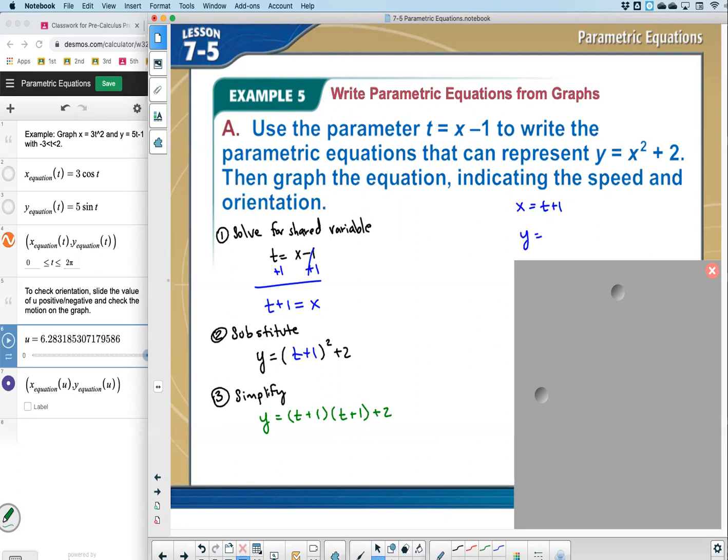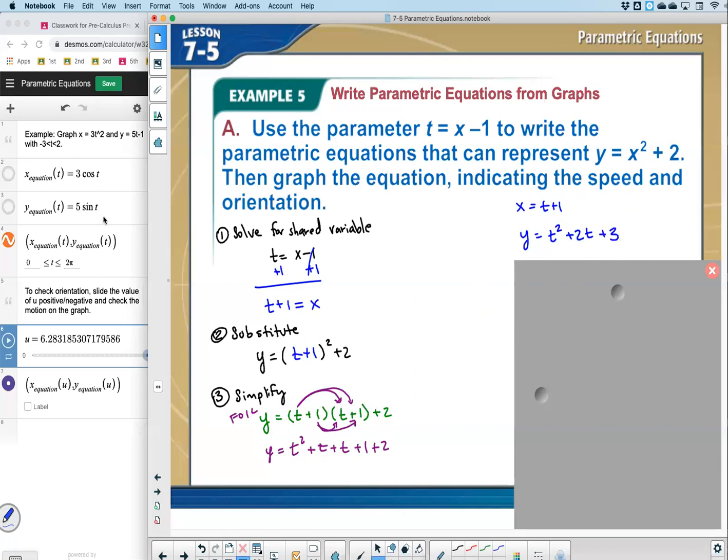So I'll write it twice so we can multiply it times itself. And I'm going to use the foiling technique to help me out. FOIL, that stands for first times first, outside times outside, inside times inside, last times last. So t times t is t squared. T times 1 is positive t. 1 times t is also 1t, or just a positive t. And then 1 times 1 is 1. I have a plus 2 on the outside. All this would simplify to become t squared plus 2t plus 3.